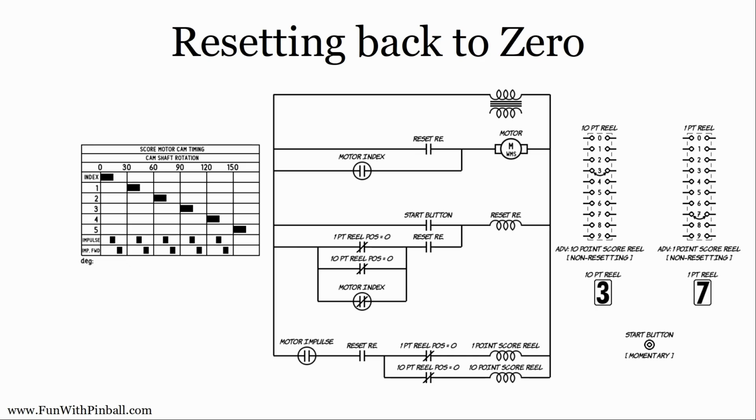Another interesting thing the score reel has to do is at the beginning of the game, you have to get back to 0, right? I've shown you circuits that advance the score reel, right? Oh, and let me show you how the 50-point works, right? There's an extra relay here. The 50-point relay is here.